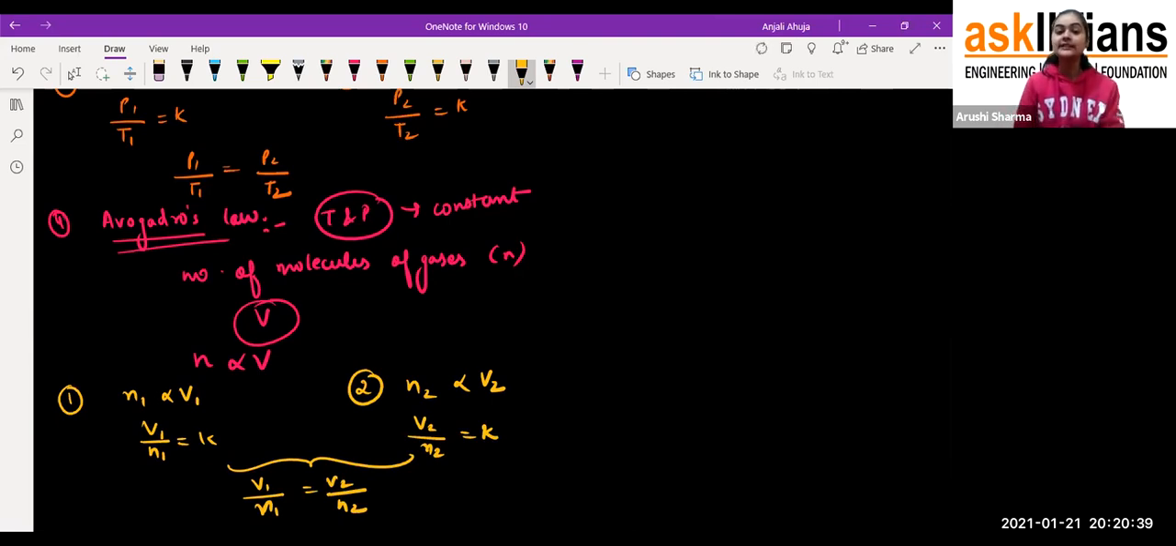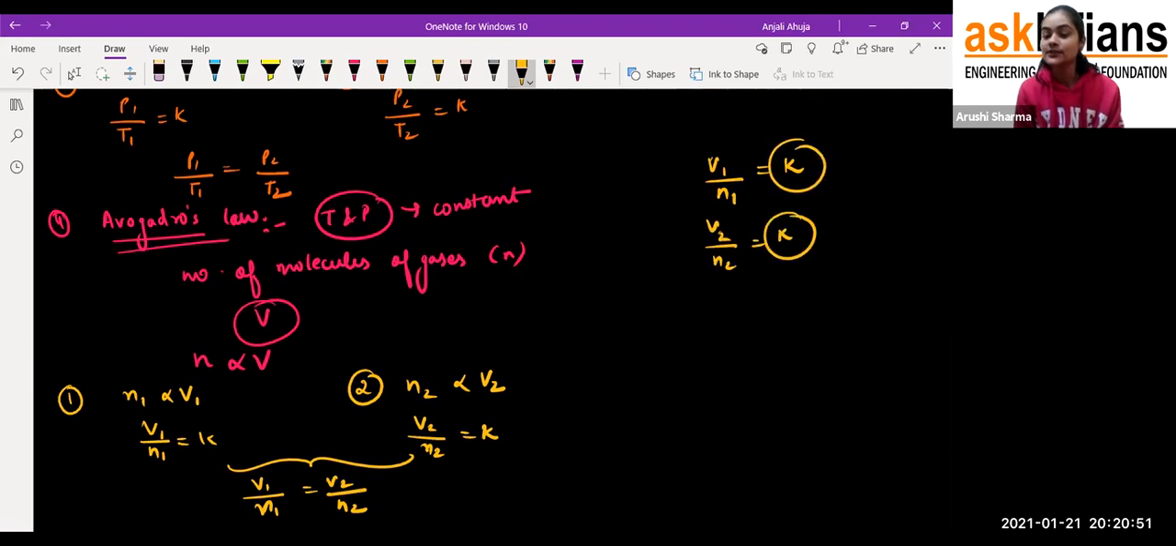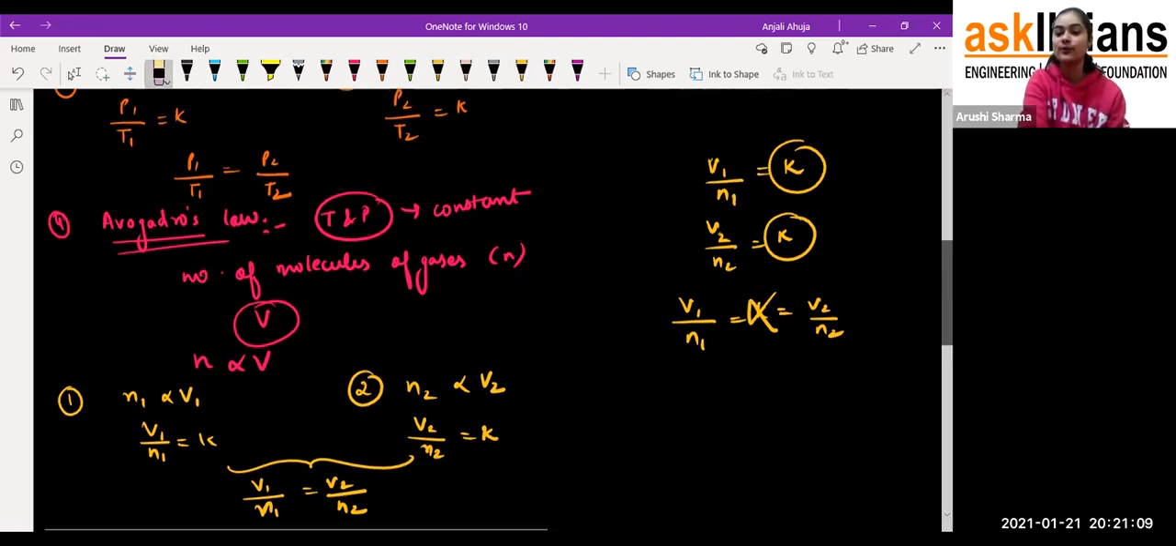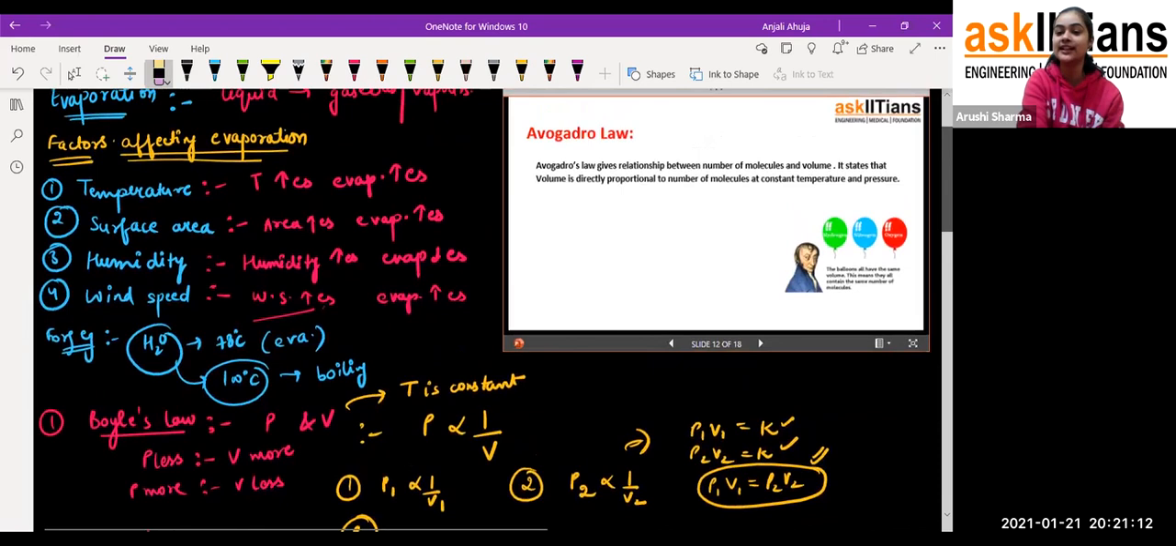Fine, student. And see what I'm doing here: V1 by n1 is equal to k, and V2 by n2 is equal to k. Now you know that this k is equal to this k. Exactly, so I can write it down, and that's how we remove this k, the constant value. So we get such an equation from here. So this is Avogadro's law. I hope you get all of these points, my students. You are getting it now? Good, very good. I want only this, that my students should get each and everything.